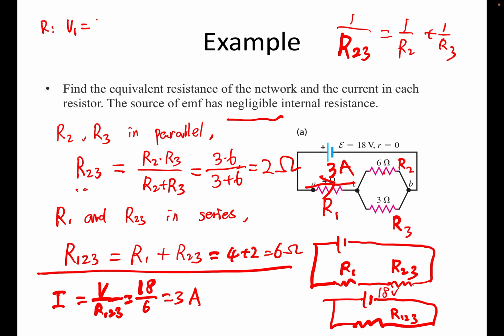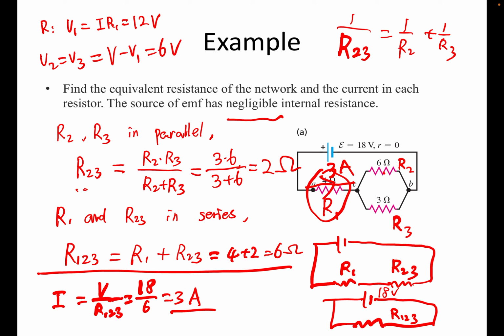V1 equals I times R1. I is 3, we just calculate. So it's 3 times 4, 12 volt. So V1 is 12 volt, which means the potential on R2 and R3 added to 12 have to give us 18. So V2 equals V3 equals V minus V1 equals 6 volt.